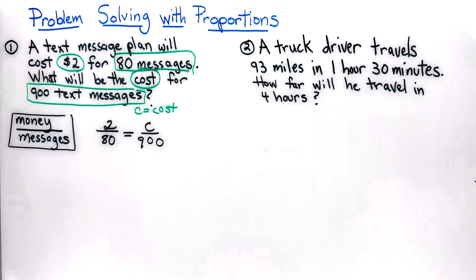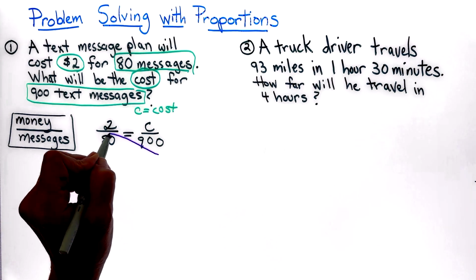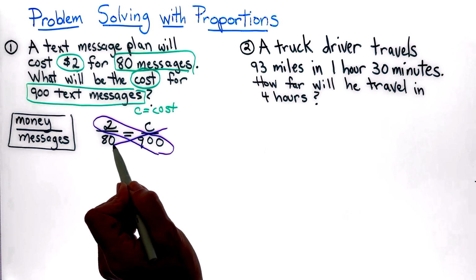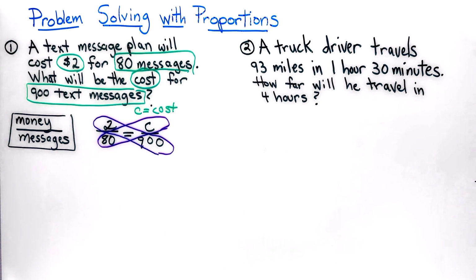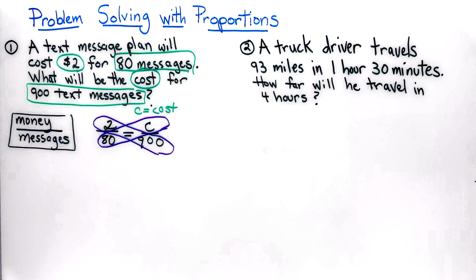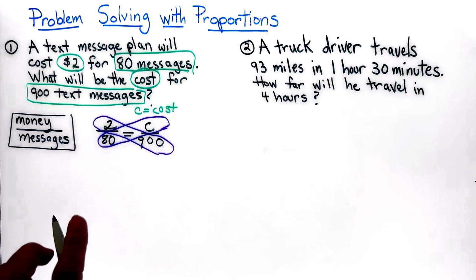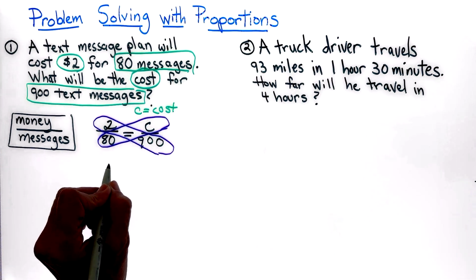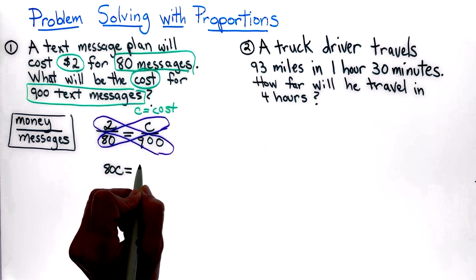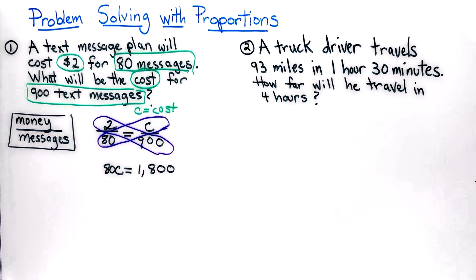So remember the butterfly effect that I mentioned in the past, or if you didn't see that video, what we always do is we multiply the numbers and variables that are across from each other. And so it reminds me of a butterfly, but it also looks like a multiplication symbol. So let's start our multiplication. 80 times C is 80C, and 2 times 900 is 1,800.